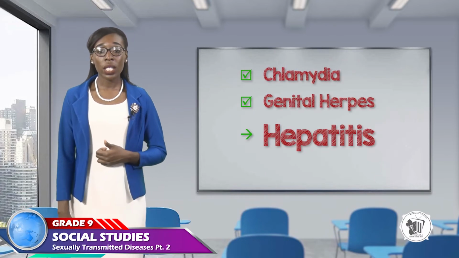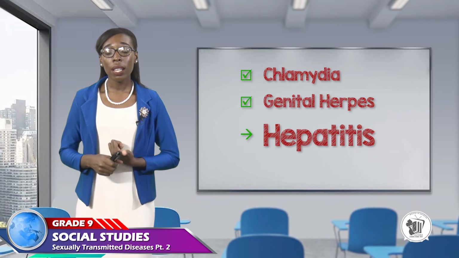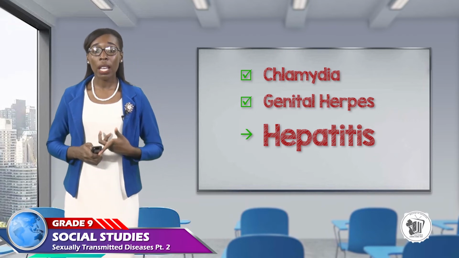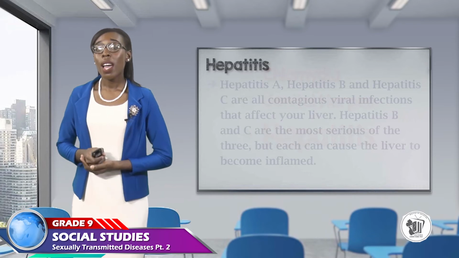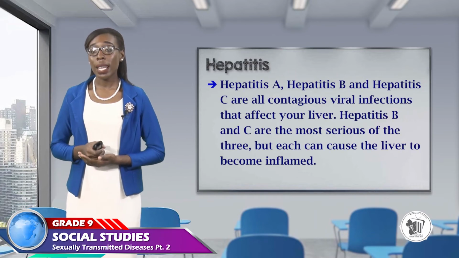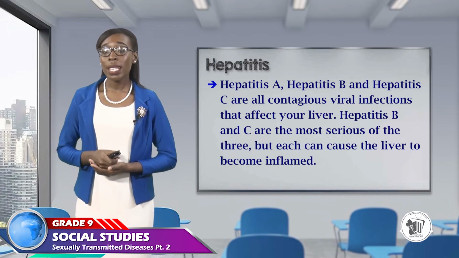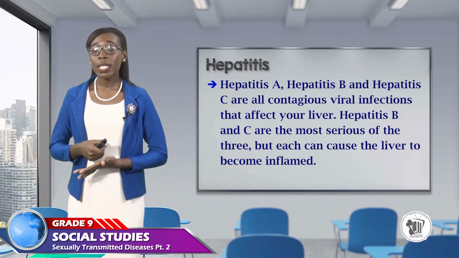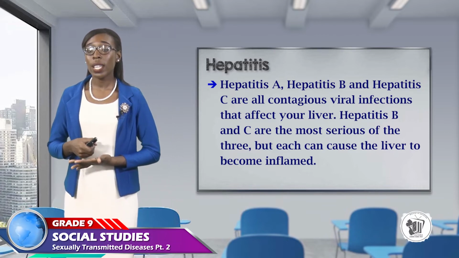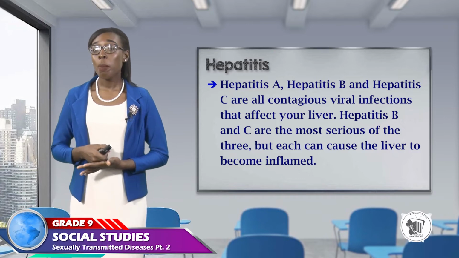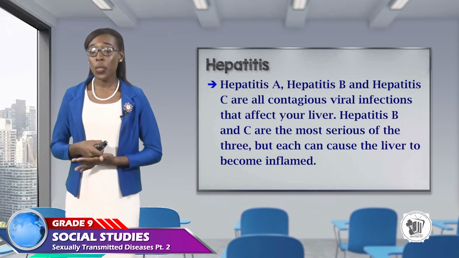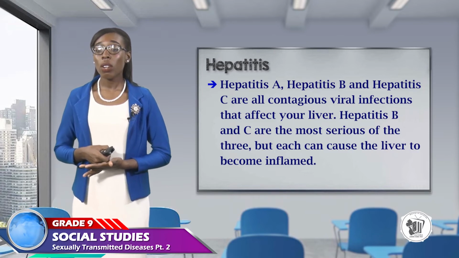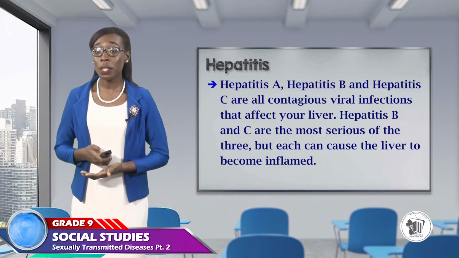So in today's lesson, we would have looked at chlamydia as well as genital herpes. Now we will look at hepatitis. Hepatitis A, hepatitis B, and hepatitis C are all contagious viral infections that affect the liver. Hepatitis B and C are the most serious of the three, but each can cause the liver to become inflamed.